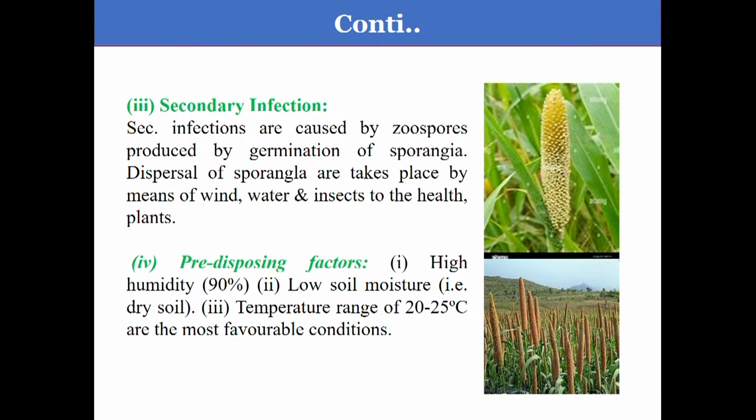For predisposing factors, high relative humidity, more than 90%, and low soil temperature, that is, if the soil is in dry conditions and the temperature range is about 20 to 25 degrees centigrade, are the most favorable conditions for the spread of this disease. Dear learners, these favorable conditions occur basically in the months of July and August. At that time, the disease spreads severely and affects the Bajra plant.